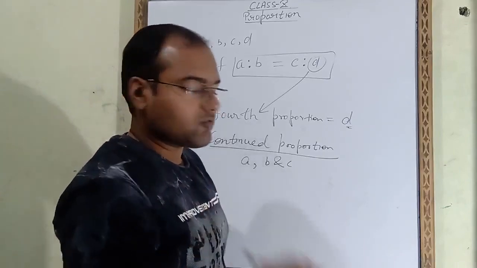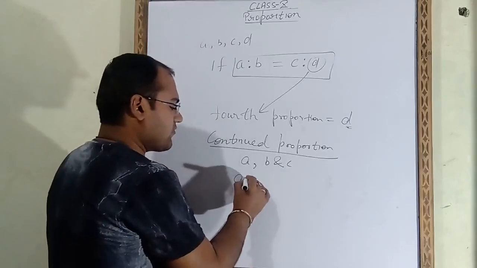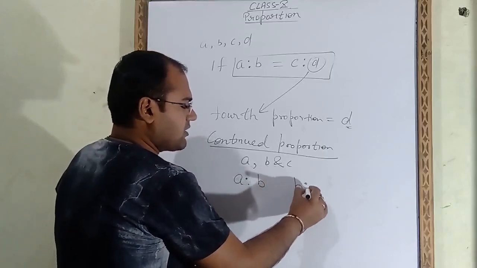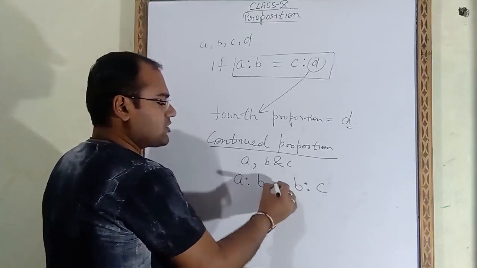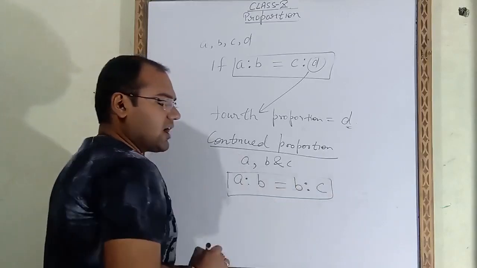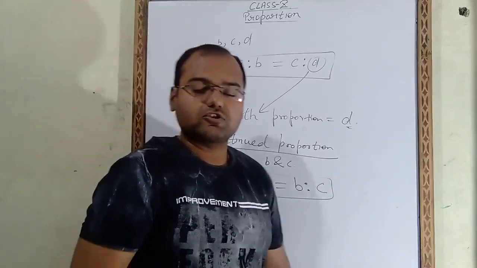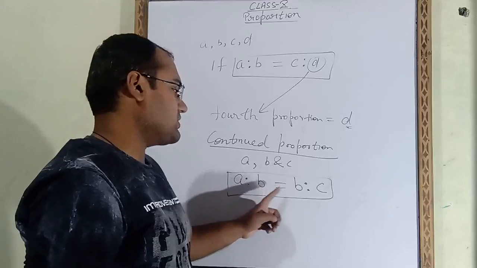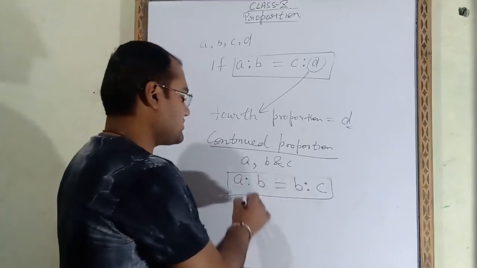So for this what you have to do, you have to take the ratio of the first to second term and the ratio of the second to third term. If these two ratios are equal, then we will say that A, B and C are in continued proportion. So for continued proportion, you have to take A ratio B is equal to B ratio C.